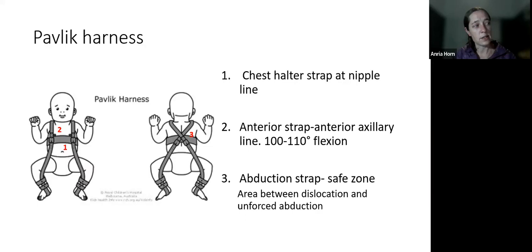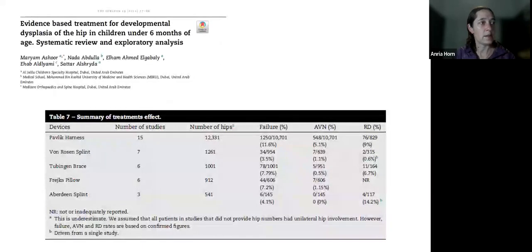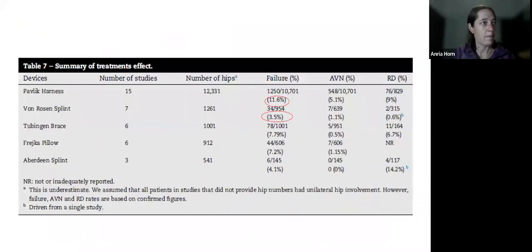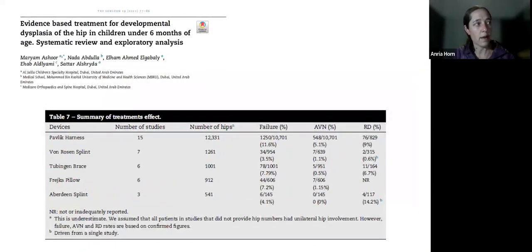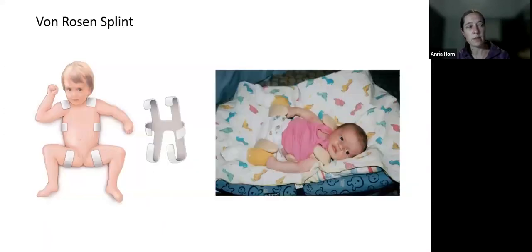And we've gone through all of this. This is just how you put it on. Monitoring treatment, Peter also correctly said all of this, and then just watch out for skin issues and nerve palsies. And this is a systematic review that looked at the outcome of the treatment, and the pelvic harness doesn't actually do that great, compared to some of the other splints. Still an 11% failure rate using the pelvic harness, and 9% residual dysplasia.